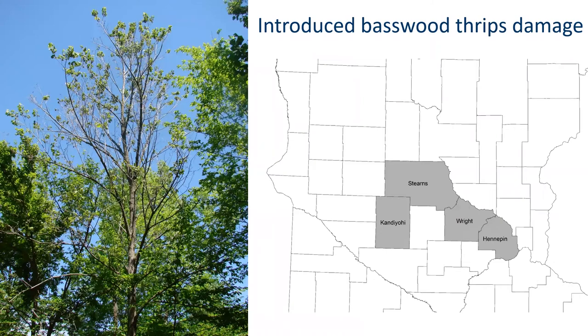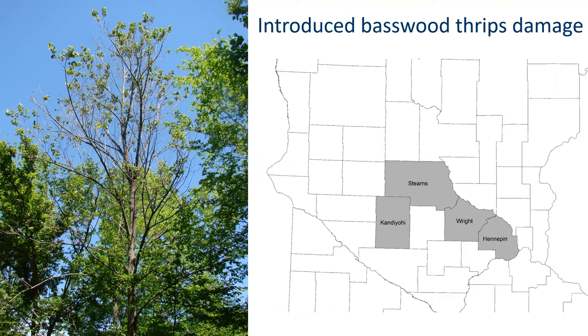Also an interesting thing, first time I've seen this in Minnesota. This has happened in Minnesota before, certainly. First time that I've seen it since I started here in 2014, but an introduced basswood thrips outbreak in the shaded counties in central Minnesota, you can see here. And heavily impacted basswoods looked like this at the beginning of June. We got some extremely heavy defoliation in far northern Stearns County in our Birch Lakes State Forest.